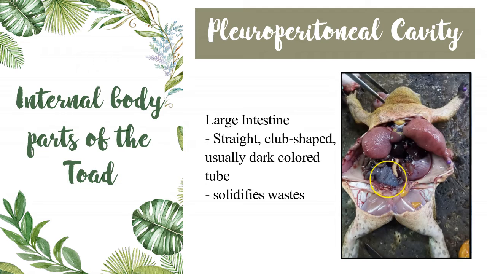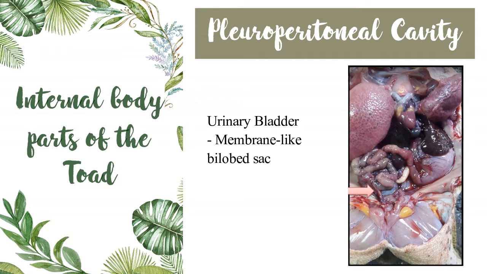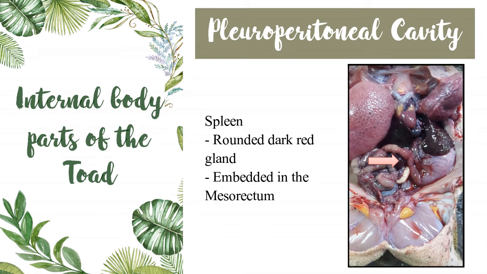It is in the large intestine where the waste products are stored and solidified before they are released through the anus. The urinary bladder is a membrane-like bilobed sac that stores waste before it is secreted. It is located at the ventral posterior end of the large intestine. The spleen is a rounded dark red gland that filters mostly red blood cells, and is embedded in the mesorectum. The mesorectum is the organ which is suspended in the large intestine to the dorsal body wall.